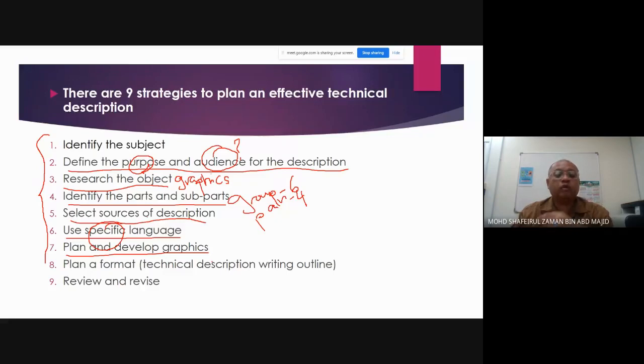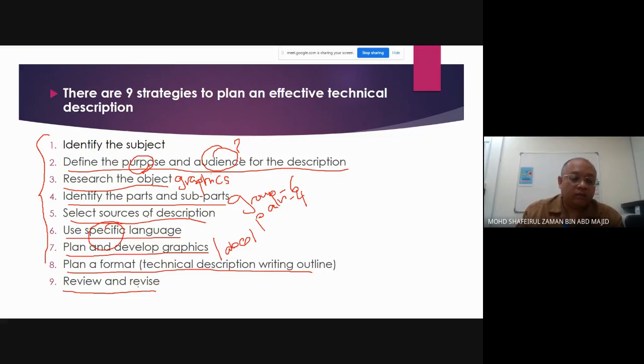Okay, and how to avoid plagiarism, I will teach you on that day. All right, and then you need to label the graphics. Don't forget that you are going to label the graphics. And then number 8, planning for a format. I'm going to show you the format afterwards. And lastly, step or strategy number 9 is to review and revise.